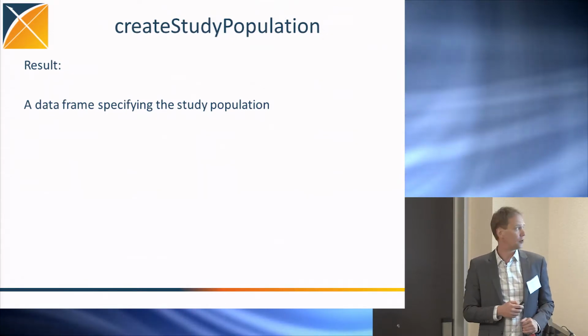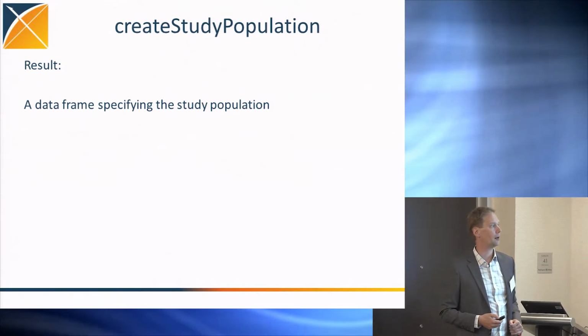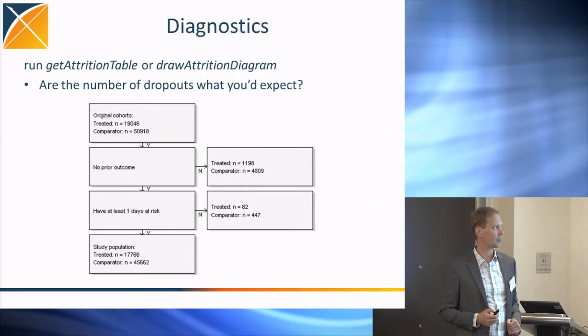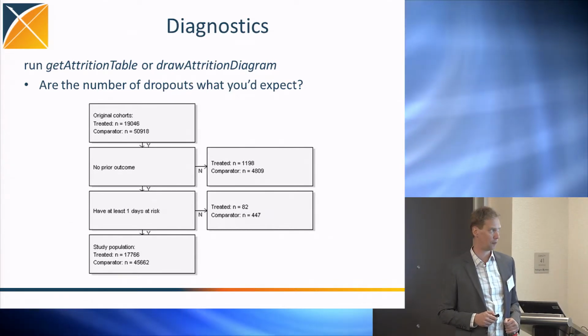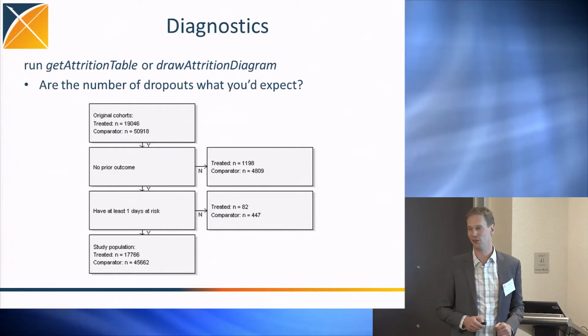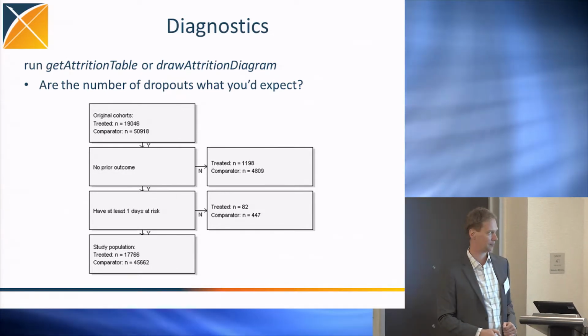So the result of that function is just a data frame, so you can use any R function that you like on that object. But there's one function you may find useful. It's called the get attrition table function, or else the draw attrition diagram function. And if you call that, it will give you the attrition diagram.